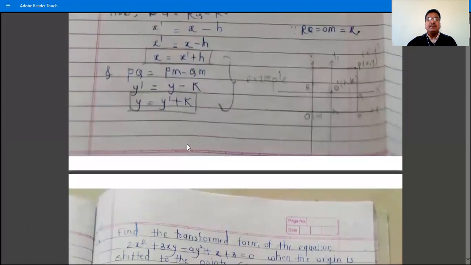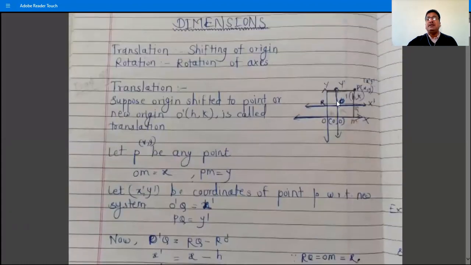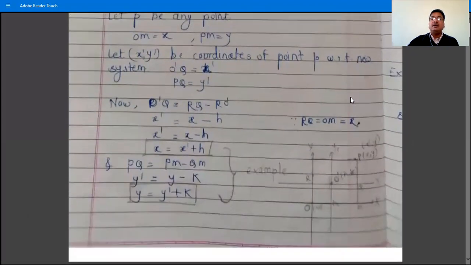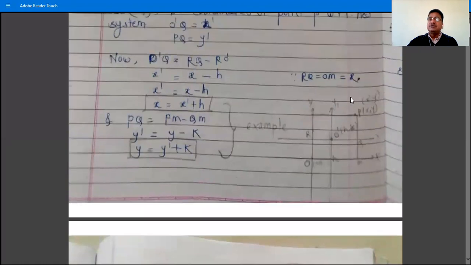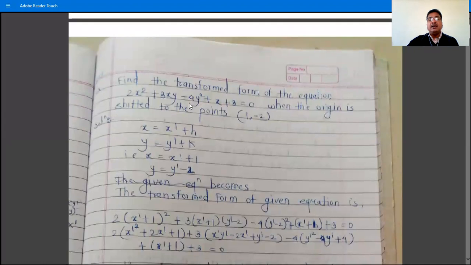If the origin is shifted to a new point, then the equation of the curve also changes, because we know that if the origin is shifted, the coordinates of every point change to new coordinates. The coordinates with respect to the old system and the new system are different, and so the equation of any curve also changes. So we have to find that transformed form. This equation changed because the origin is shifted, so we have to find the new form of this same curve, same equation.